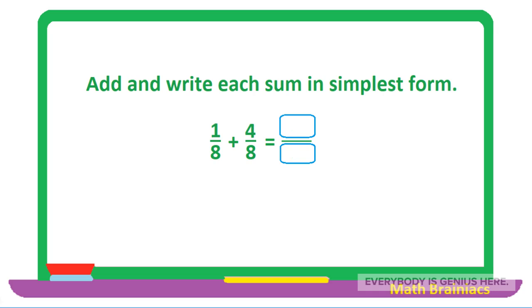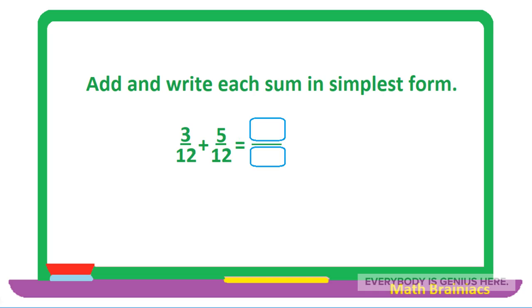Let us work on another example so that you can understand the lesson well. Add and write each sum in simplest form. 1/8 plus 4/8. Since the denominator is the same, we are not going to touch it. We are going to leave it as it is, and we are going to add the numerators. 1 plus 4 will give us 5. Therefore, the answer is 5/8. 5 and 8 do not have a common factor, so 5/8 is in the simplest form already.